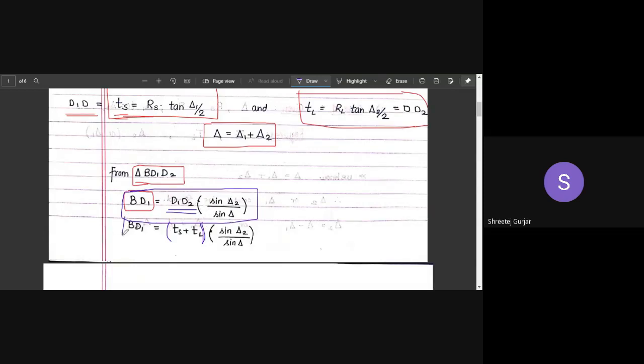This is for B D1. Similarly, for B D2 also the same thing, D1 D2 into sine delta 1 by sine delta. Instead of delta 2 it will become delta 1. So these are a few properties you have to remember. This formula you have to remember. There is no derivation. Directly you have to remember this formula.